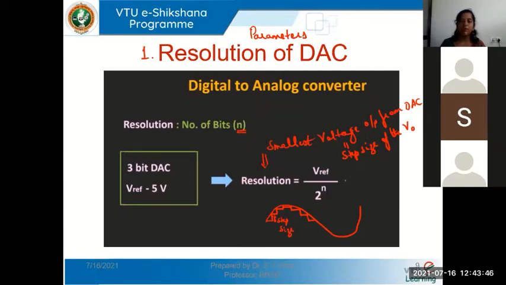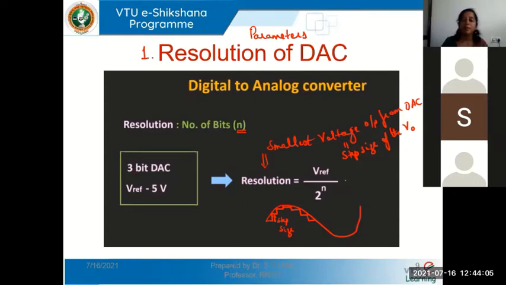Is that clear? So resolution or step size are one and the same, and how can it be measured? It is normally measured as the given DC reference voltage divided by 2 to the power of n, where n represents the number of input bits given to the DAC for conversion.